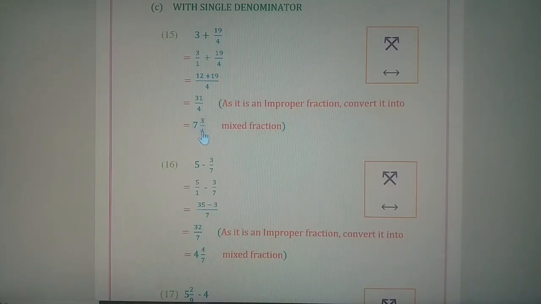4 7s are 28. And after 28, the remainder has to be written in the numerator. After 28, if we count 29, 30, 31, we have counted 3 as the extra integers. So 3 is the remainder. 4 7s are 28, 28 plus 3 will be 31. 4 in the denominator, 7 as the integer and 3 as the numerator. 7 integer, 3 upon 4. Our answer is 31 upon 4, which is converted into 7 integer 3 upon 4, which is a mixed fraction.